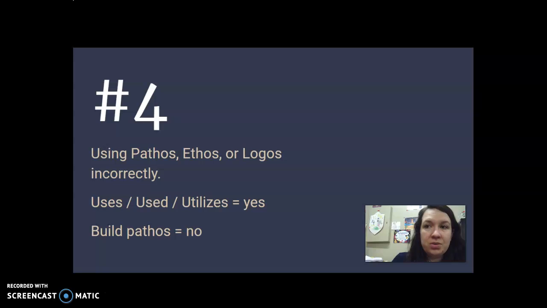Same with ethos. Don't say build ethos, because it doesn't actually make a lot of sense to build the appeal to credibility. You can only build credibility. You're welcome to talk about ethos by using the word credibility instead of using the word ethos. That's okay. Or you can say that the author utilizes ethos in order to establish credibility, something like that.